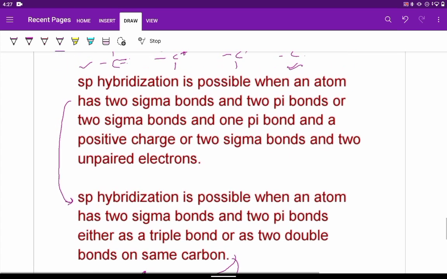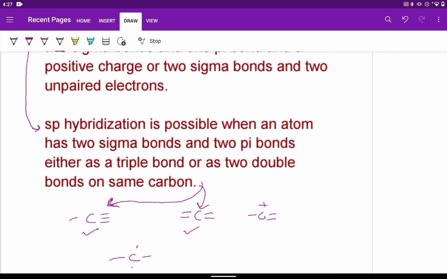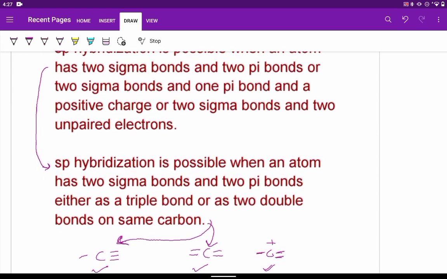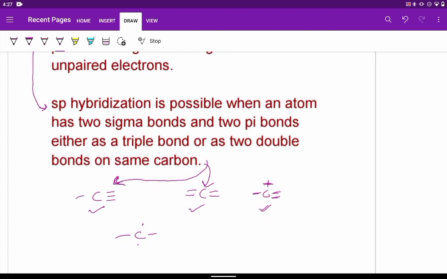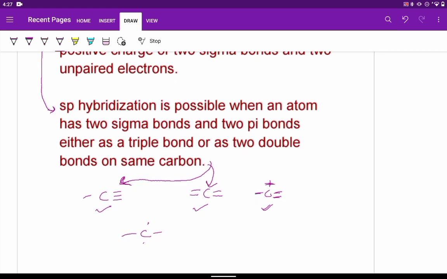Another possibility is two sigma bonds and one pi bond. Here you see there are two sigma bonds, this one sigma bond, another sigma bond, and the double bond means one pi bond has to be there. Two sigma bonds, one pi bond and a positive charge on the carbon. Or two sigma bonds and two unpaired electrons, this last one. These single bonds are sigma bonds, and the electrons represented by dots are unpaired electrons.